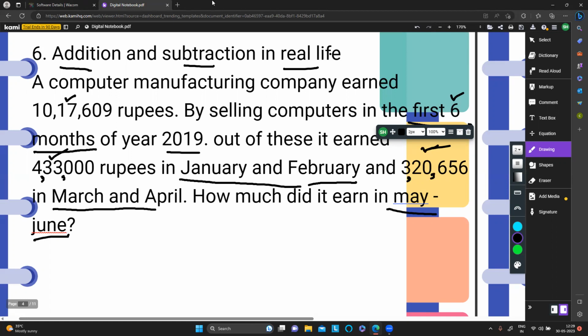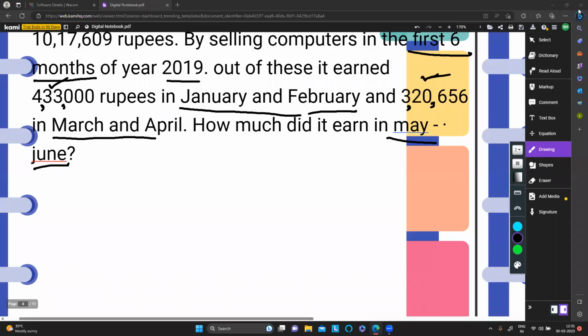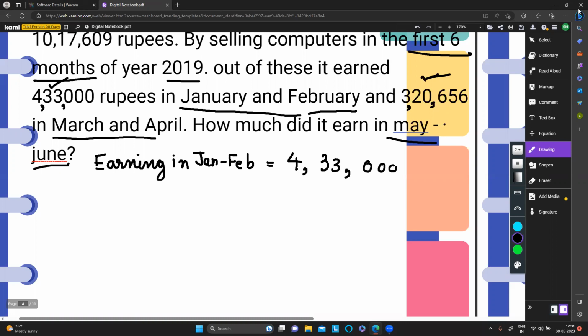Keep a pause right here and start doing the problem now. So here we will write earnings in Jan, Feb. January and February earnings is 4,33,000. Okay.